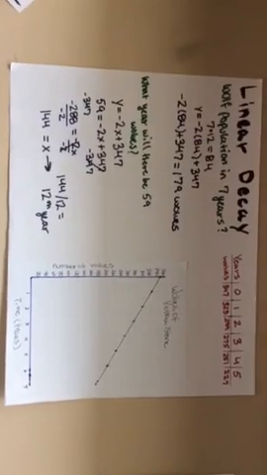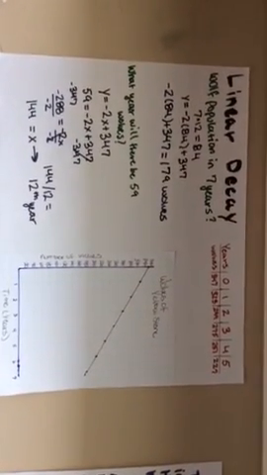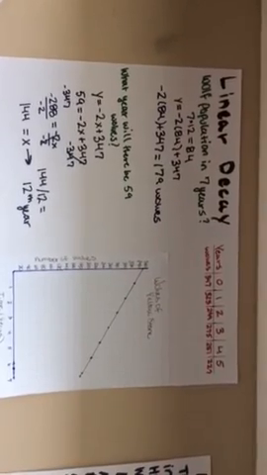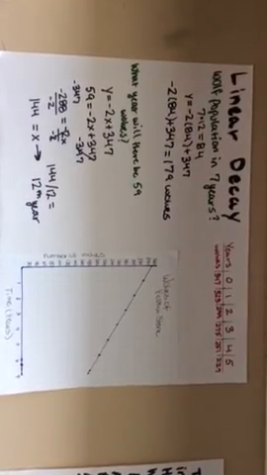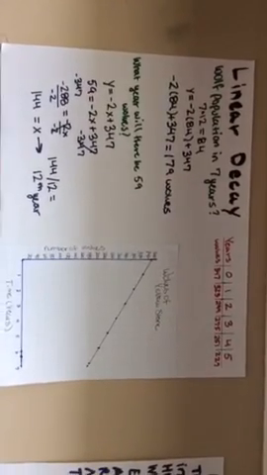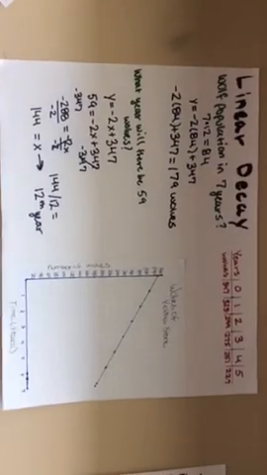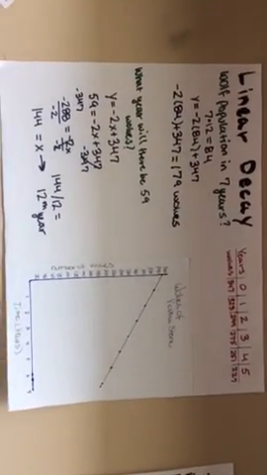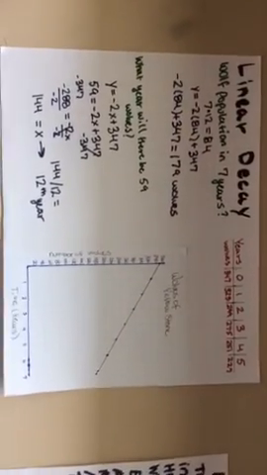And then the next problem is, what year will there be 59 wolves? Okay, so you're still using the same formula, and so you're going to plug in 59 for y, and solving that, it's going to be the 12th year.